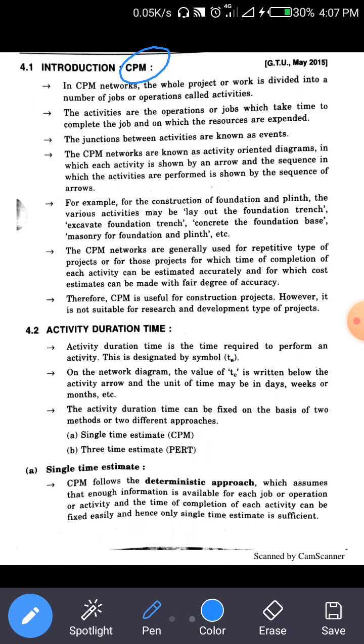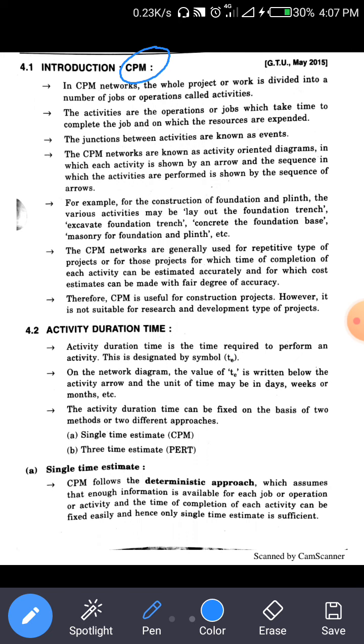The junction between the activities is known as an event, and a CPM network is also known as an activity-oriented diagram, in which an activity is shown by an arrow and the sequence in which activities are performed is shown by the sequence of arrows. So activity A to B, B to C, C to D, D to E, etc. All the activities are dependent on or independent of each other, so there are parallel activities and continuous activities.